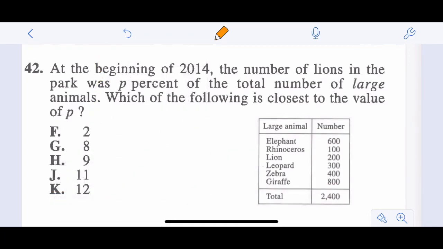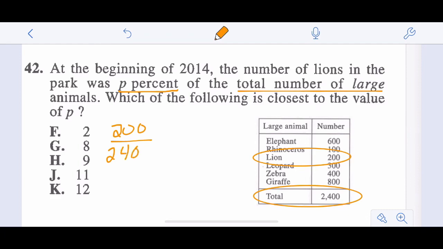At the beginning of 2014, the number of lions was P% of the total number of large animals. I'll just copy the table here so it's easier for us to work with. So total number of large animals is 2,400, and lions are 200. I'm going to set up a proportion to do this. Portion over whole. So then we have P% over a whole, which is 100%.